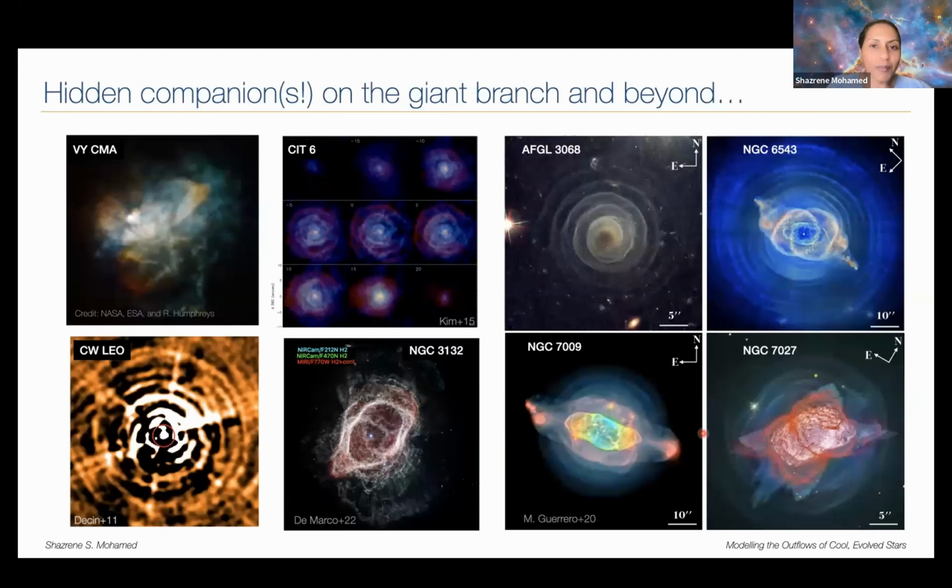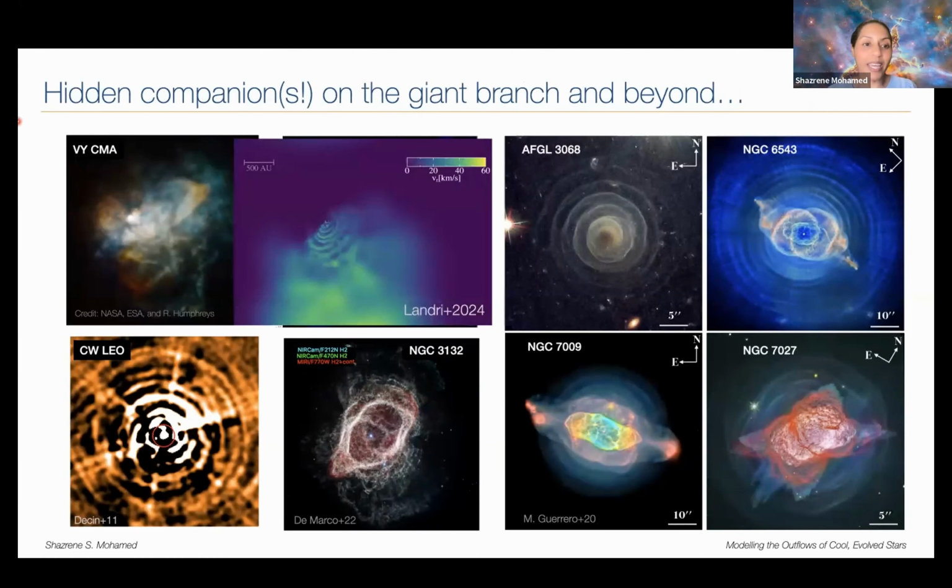So these hidden companions are everywhere, and maybe even more than one, both on the AGB, red supergiant phase, and in the planetary nebula phase. There have been lots of studies of this. I think the record holder is this one. It's a planetary nebula. It has up to 5 stars in this, or 5 companions, 5 objects interacting.